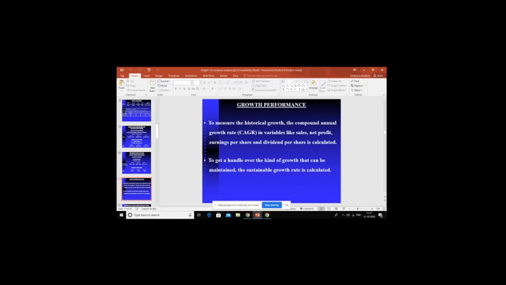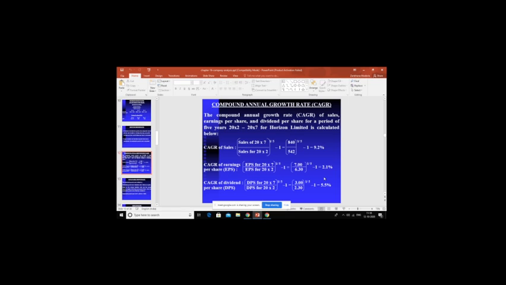Growth performance: to measure the historical growth, the compound annual growth rate, that is CAGR, in variables like sales, net profit, EPS, and dividend per share, is calculated. So all these 3 to 4 terms you can use to find out how much the company is growing. To get a handle over the kind of growth that can be maintained, the sustainable growth rate is calculated. So what is the formula of CAGR? How can you find out CAGR? This formula is given.